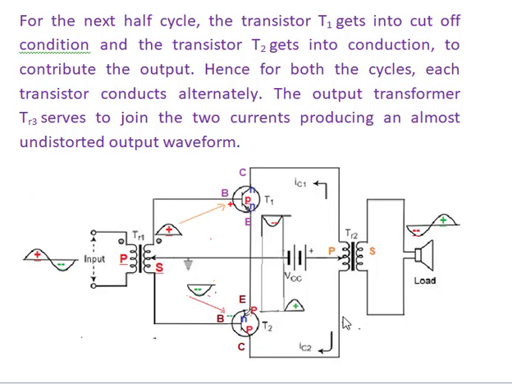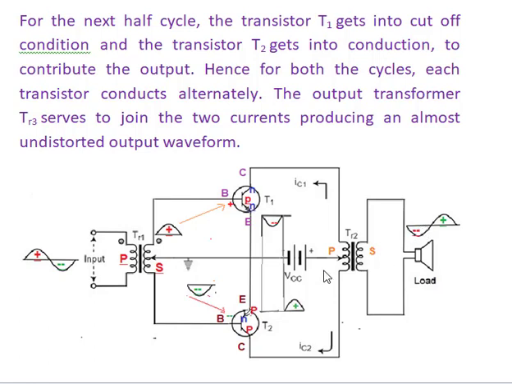Now, after this, the transformer TR2 joins the two currents produced. Already the first current was produced by the transistor T1 and then the current produced by the transistor T2. The voltages produced by T1 and T2 are combined here, and the two currents produce an undistorted output waveform in its output like this.